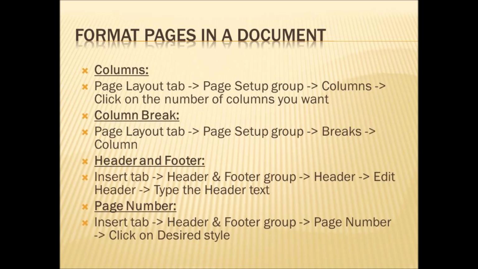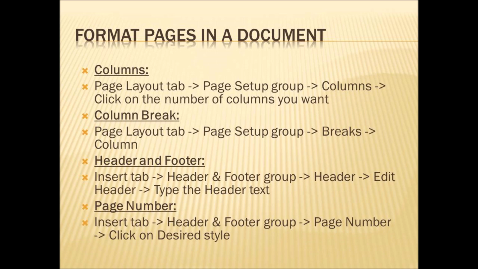Next, columns. Your page will normally have only one column. If you want to see your page in the form of 2 or more columns like the magazines, you can go to this Columns option. For that, you should go to Page Layout tab. In the Page Setup group, go to Columns and then click on the number of columns you want.